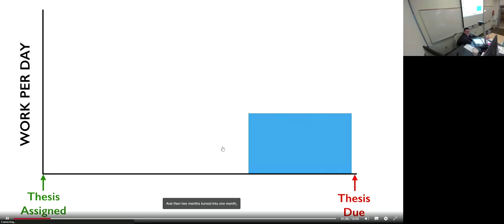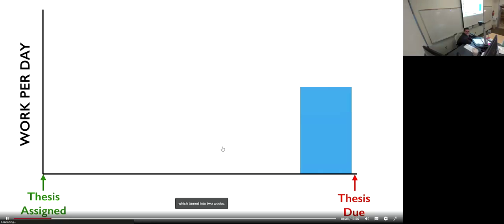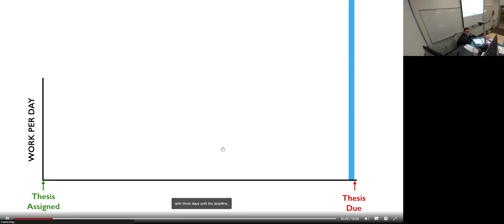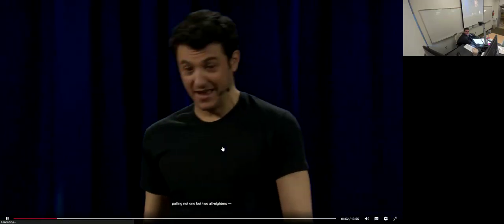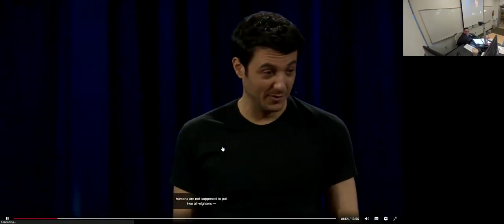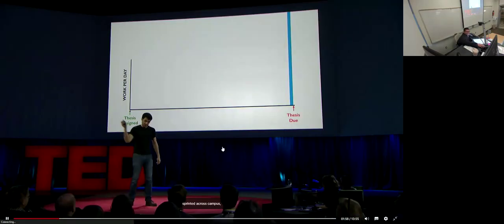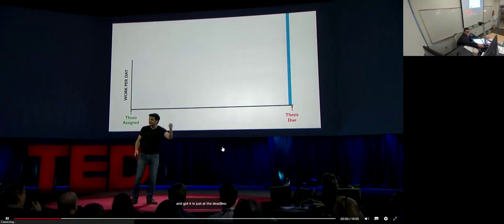And then 2 months turned into 1 month, turned into 2 weeks. And one day I woke up with 3 days until the deadline, still not having written a word. And so I did the only thing I could. I wrote 90 pages over 72 hours, pulling not one, but two all-nighters. Humans are not supposed to pull two all-nighters. Sprinted across campus, dove in slow motion, and got it in just at the deadline.